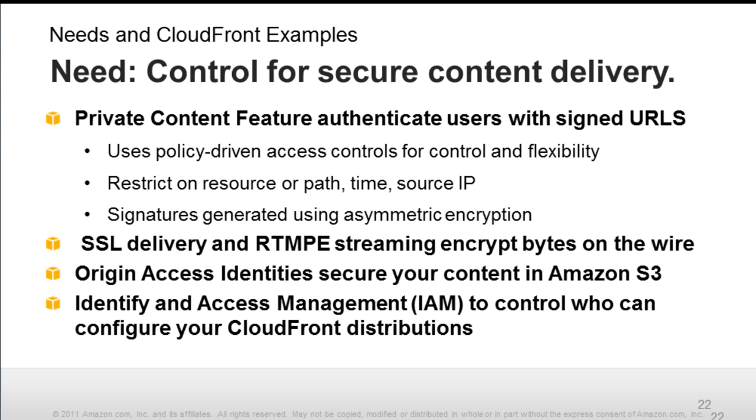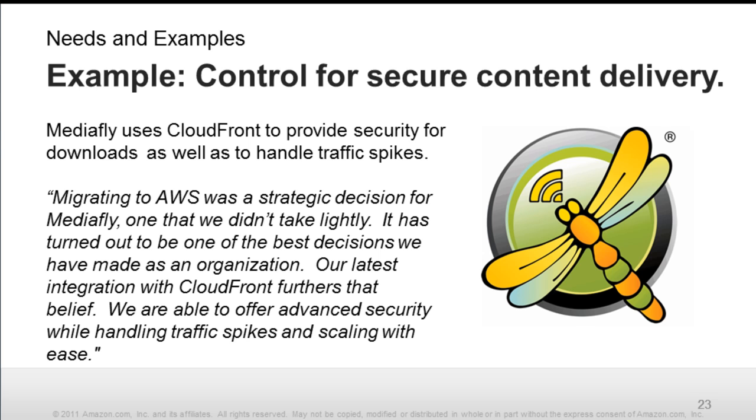And that all works together with AWS's identity and access management that I mentioned before. It gives you access to restrict who has the ability to control or configure various elements of your distribution. So that's kind of how we think about end-to-end security and the capabilities we provide today, both from an HTTP and a streaming perspective.